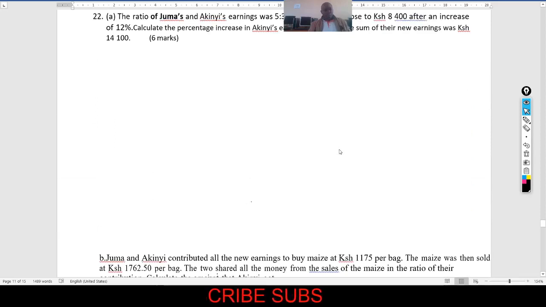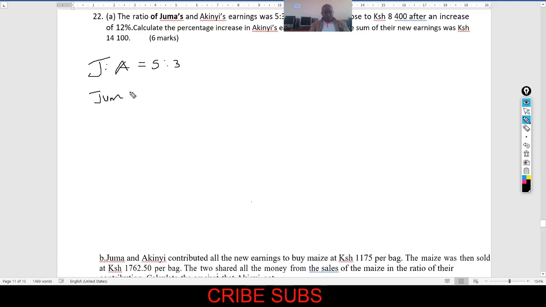Question number 22 is on profits and losses. We are told that the ratio of Juma's and Akinyi's earnings was 5:3. Then you are told that Juma's earning rose to 8,400 after an increase of 12%. So we need to know Juma's original earning.